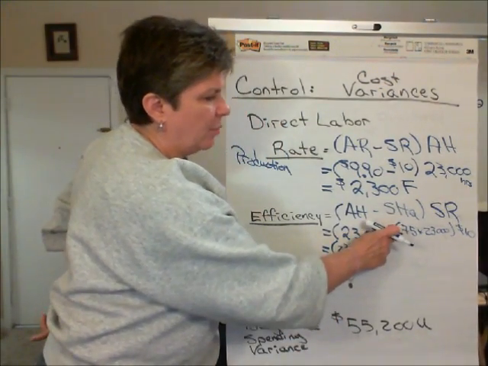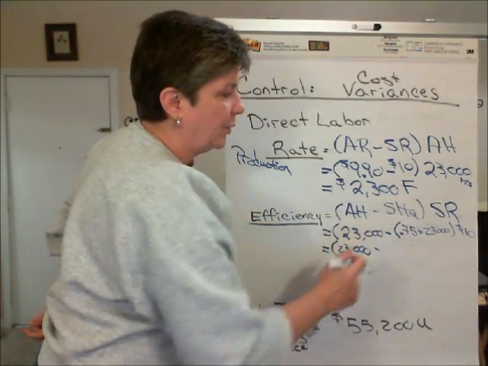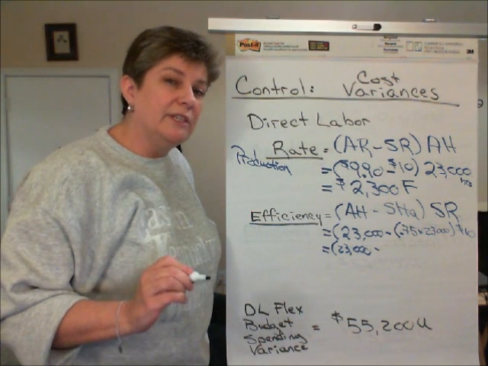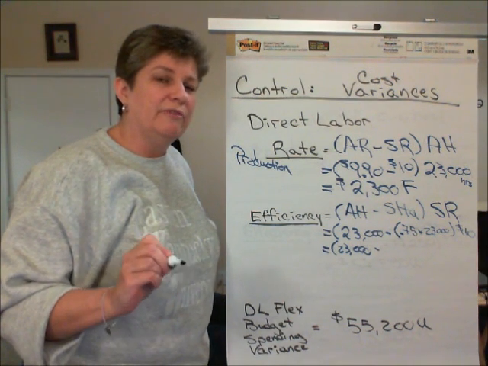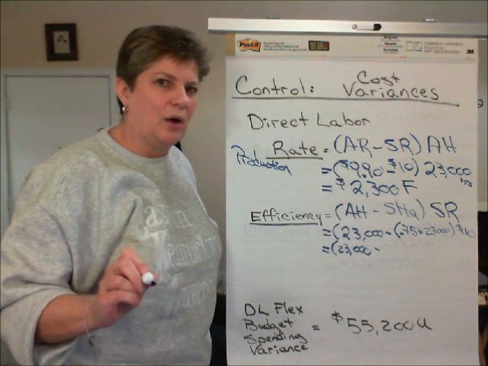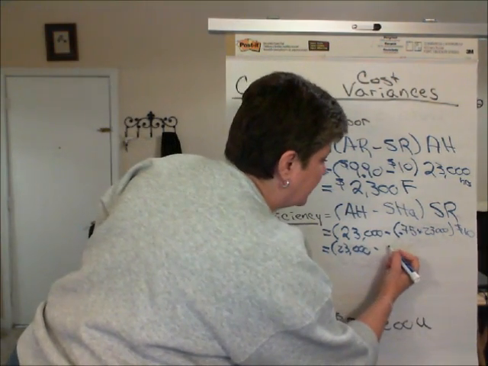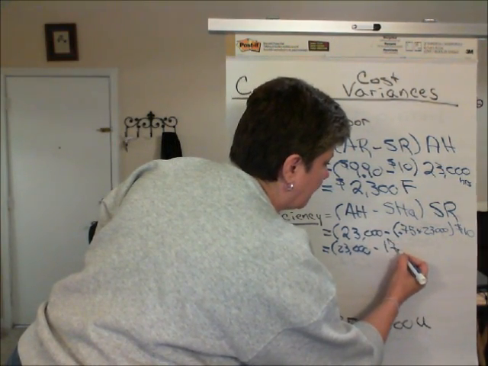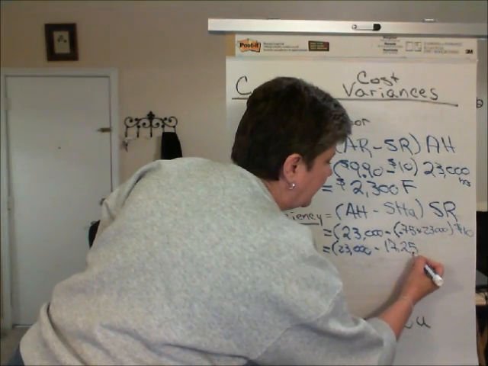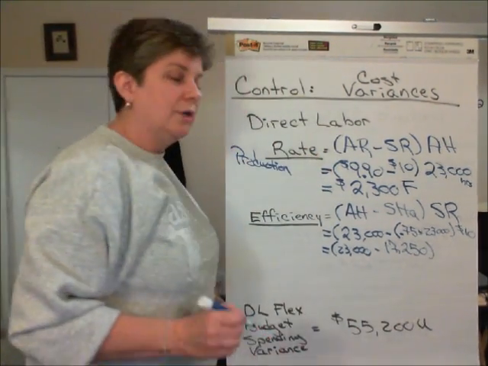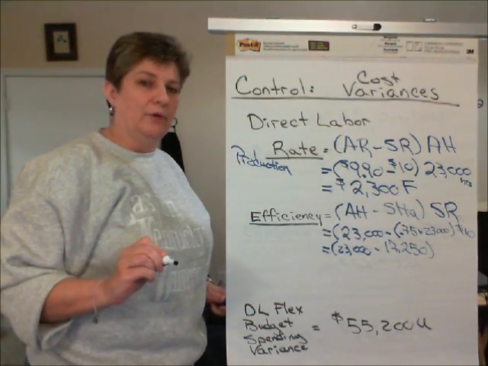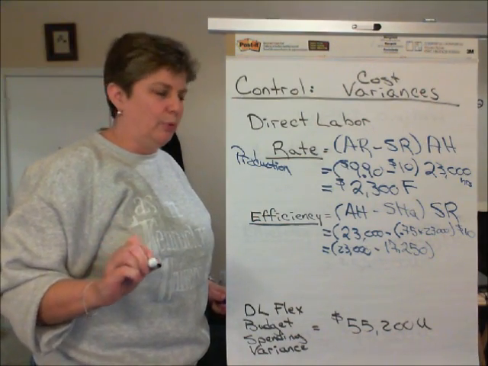23,000 times 0.75 is 17,250 standard hours allowed. 17,250 standard direct labor hours allowed for actual output.